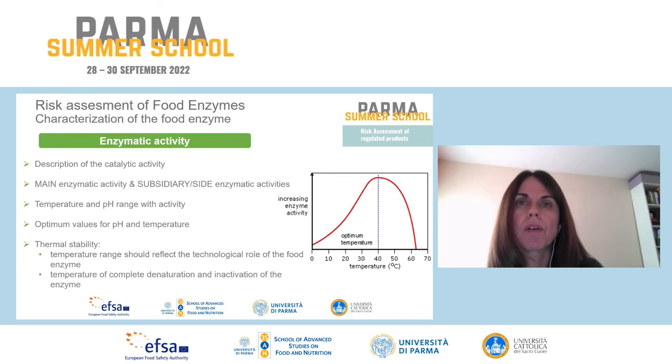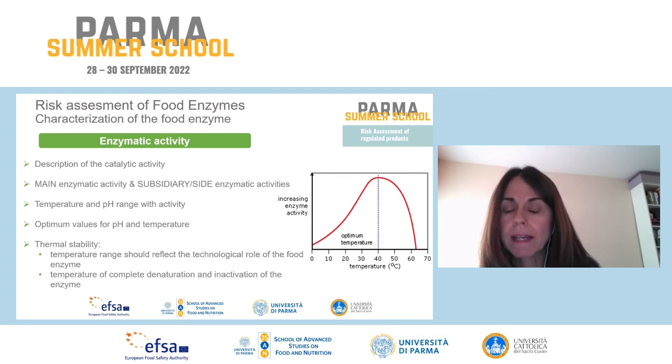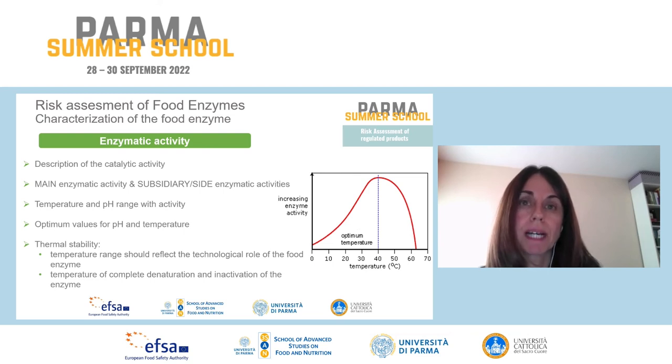Also, we need the description of the main catalytic activities and side activities, if there are any. And also, the activity of these enzymes should be measured using appropriate methods. We also need information about the temperature and pH range over which the food enzyme remains active, together with the optimum values for pH and temperature of the enzyme. And another piece of information, which is key for our assessment, is the data on the thermostability of the enzyme. This data should cover a temperature range that reflects the technological role of the food enzyme and must show the temperature at which the enzyme is completely inactivated, because these data are key for the dietary exposure assessment.